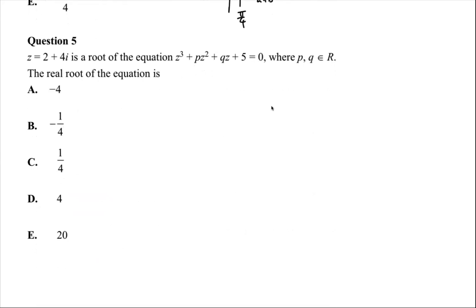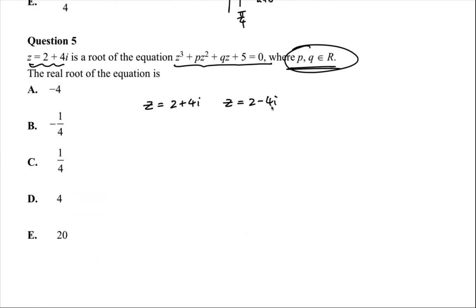Question 5. Oh, typical problem, complex conjugate root theorem. If you look at the polynomial they gave to you, all coefficients are real numbers, and this condition confirmed that. So with this root, I should be expecting z equals 2 plus 4i and z equals 2 minus 4i, okay? And then you could do (z minus 2 minus 4i)(z minus 2 plus 4i) to get a quadratic factor.